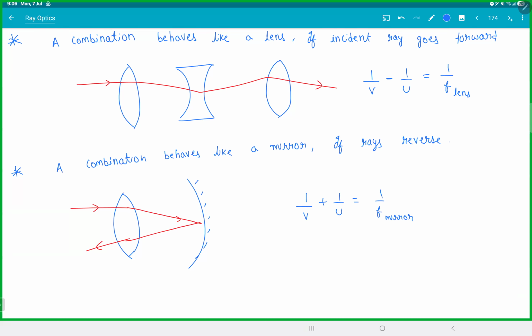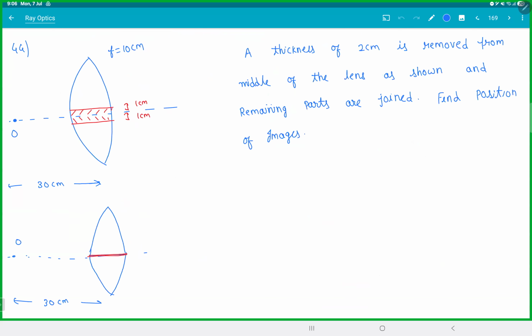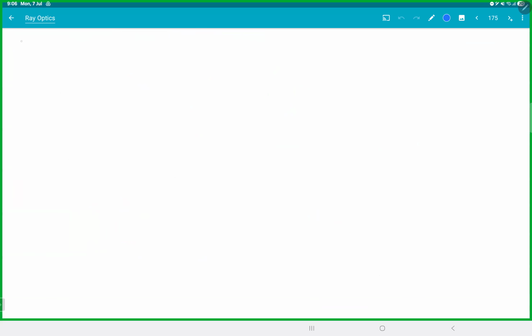So whenever you do problems like this, step 1, find the power of each lens. Step 2, find the combination. Step 3, then find the focal length. Step 4, then it becomes your regular problem. Let's say a question that will give you an idea. So we have a lens, 10 centimeters, 20 centimeters. Object is there, 20 centimeters. Find the position of the image.